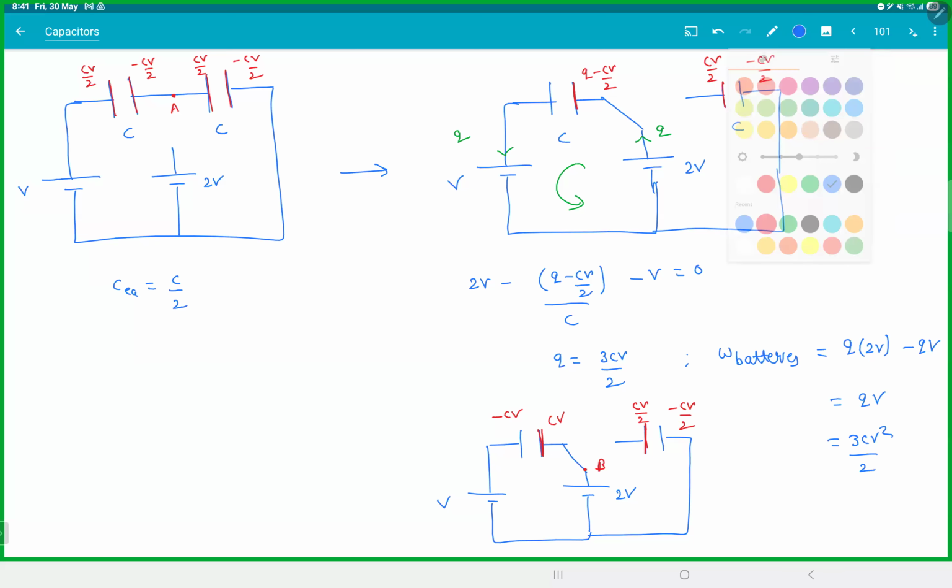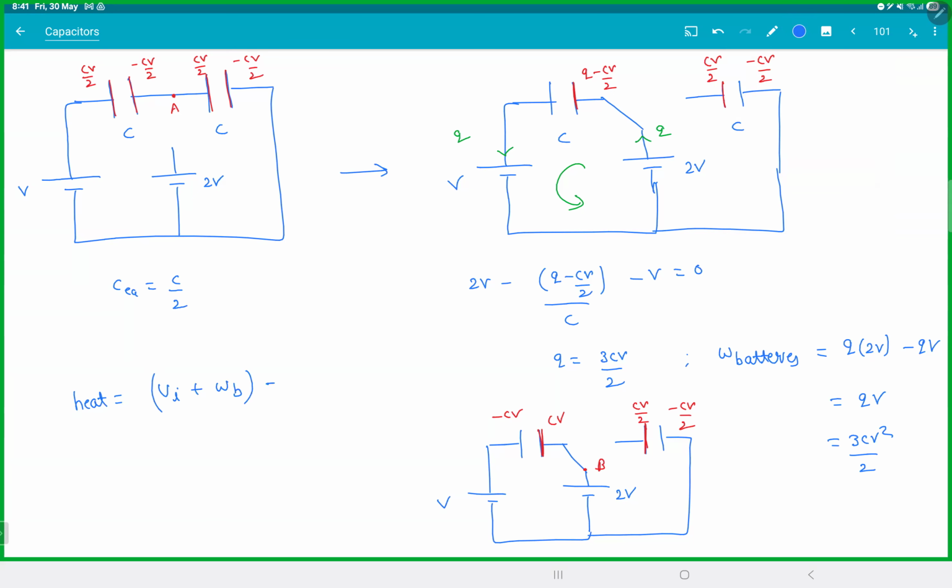And what is the heat produced? Heat produced is nothing but the initial energy, which you can find from the charges, plus the work done by the battery, which we also found, minus the final energy in the capacitor. Use Q square by 2C. Is that clear, everyone? Then you're done, you'll get the heat produced. This is the first part.